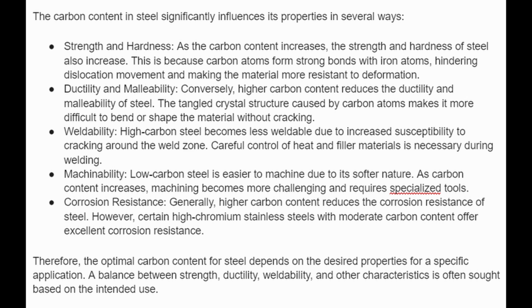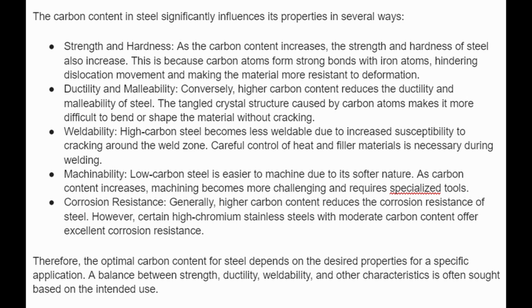Machinability. Low carbon steel is easier to machine due to its softer nature. As carbon content increases, machining becomes more challenging and requires specialized tools. Corrosion resistance. Generally, higher carbon content reduces the corrosion resistance of steel.